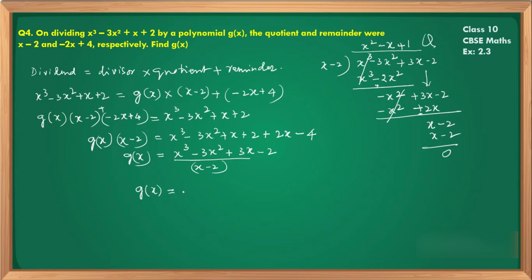Gx is equal to x square minus x plus 1. This is our answer.